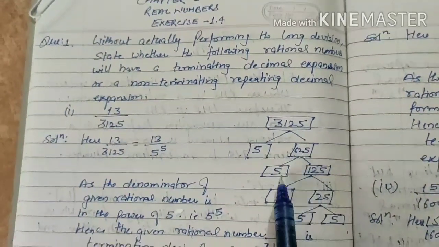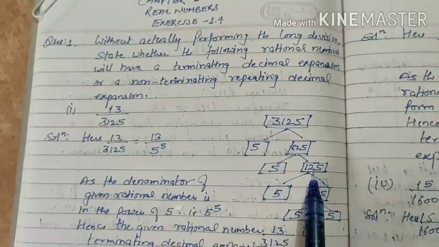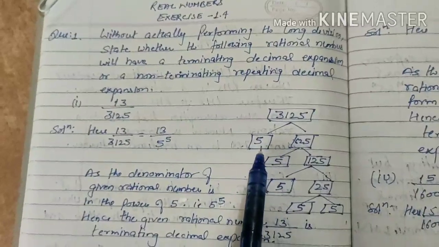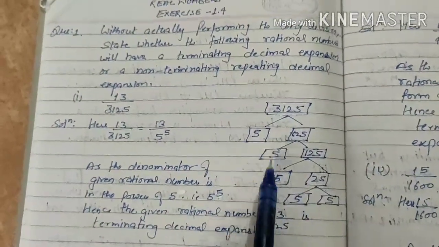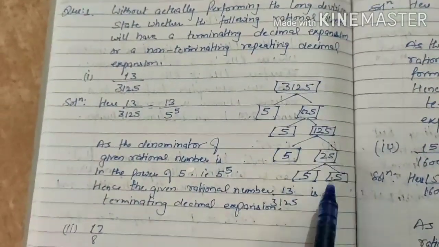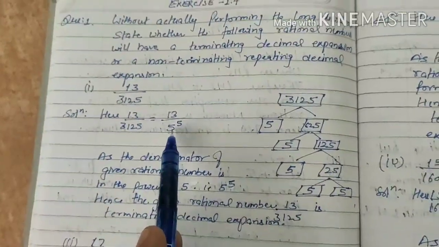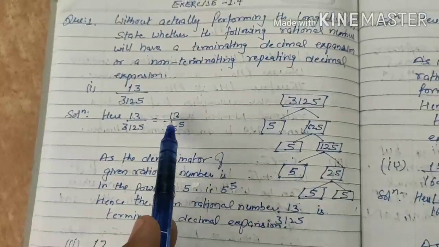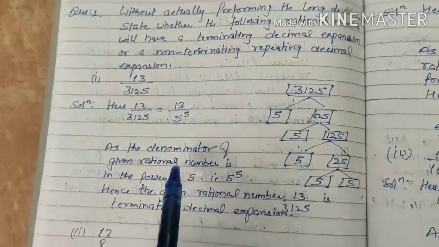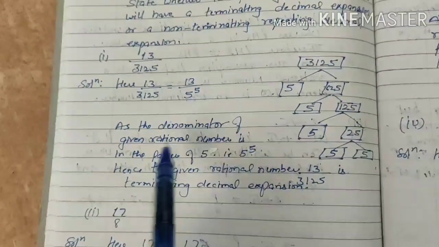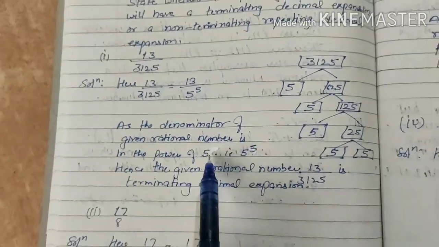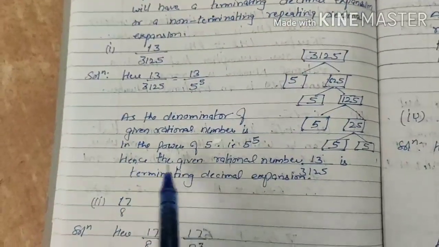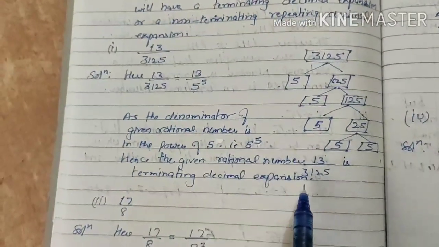Now divide 625 by 5, it becomes 125. Then 125 divided by 5 becomes 25, and 25 divided by 5 becomes 5. So we have prime factors 5, 5, 5, 5 and 5. So 5 occurs 5 times, and we can write it as 5 raised to power 5. So 13 by 3125 can be written as 13 by 5 raised to power 5. As the denominator of the given rational number is a power of 5, the given rational number has a terminating decimal expansion.